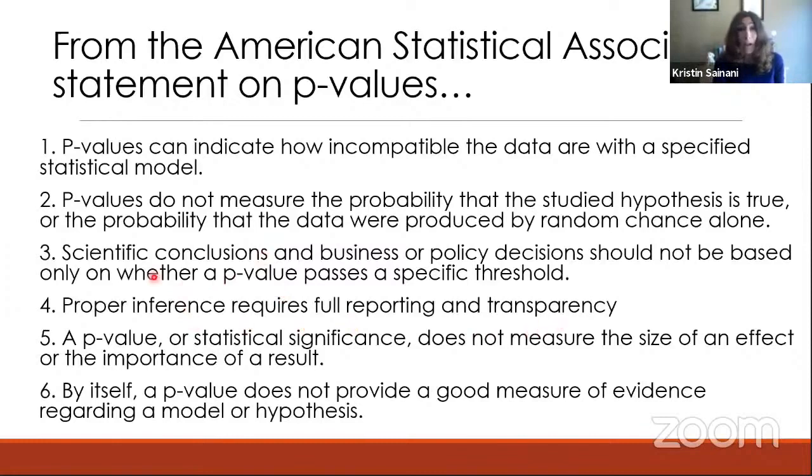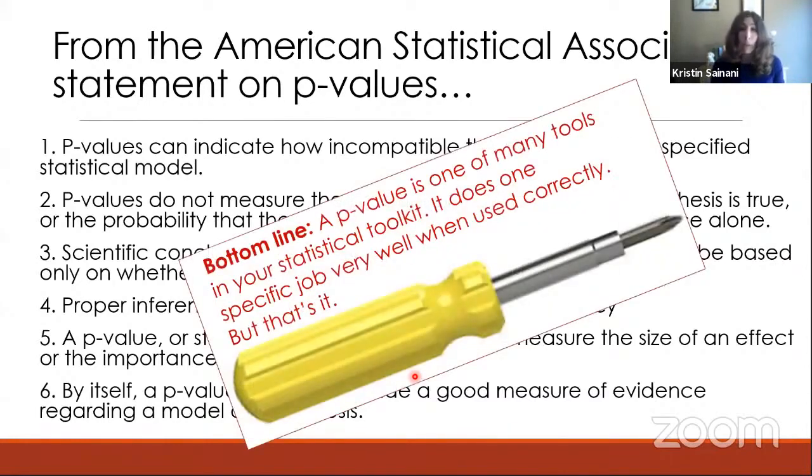A p-value is just one thing. You have to look at whether the study was any good. A p-value doesn't tell you about the size of the effect or the importance of a result. So a p-value by itself doesn't really do a lot. My bottom line, my summary of all this, is that a p-value is one of many tools in your statistical toolkit. It does one specific job very well when used correctly, but it's only designed for that one job. So we can't attribute to the p-value a lot of other capabilities that it doesn't have.